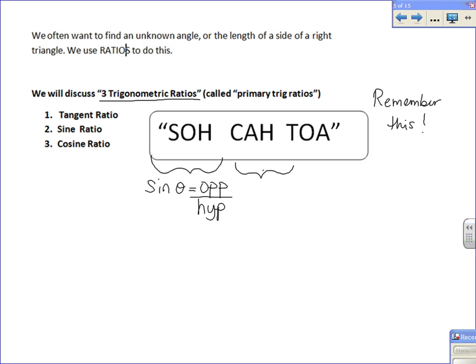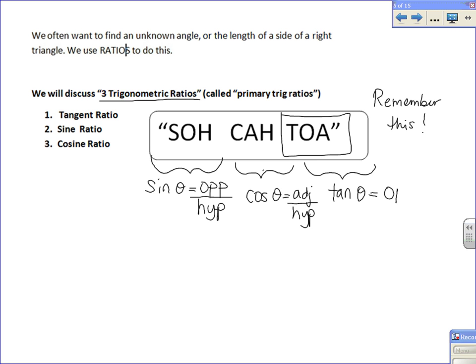CAH, "ka", stands for cosine of an angle is equal to the adjacent over the hypotenuse. So this is just a way for us to remember these. And today this is the one we're going to deal with, the tangent of an angle. The tangent ratio of an angle, let's call that angle theta, is equal to the opposite side over the adjacent side. And I'll use SOHCAHTOA over and over again in this course, so you'll remember it.